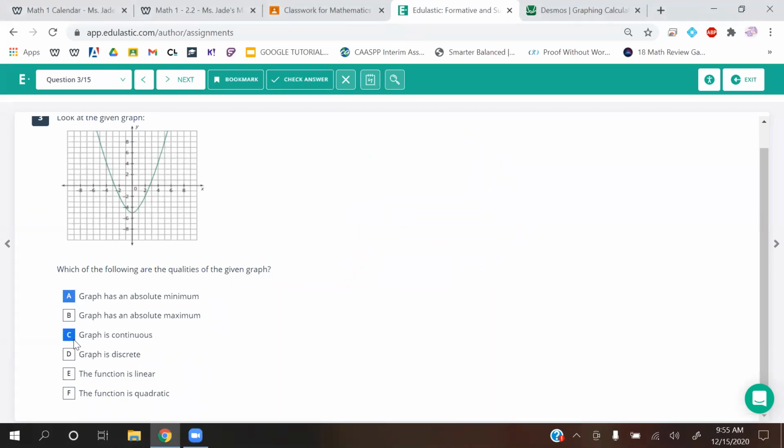Okay. The graph is continuous or the graph is discrete. Let me annotate and remind you what those mean. Continuous means it is a solid line. So here's a continuous graph. And then a discrete graph would be made of dots with gaps in between. So here's the same graph, but discrete.